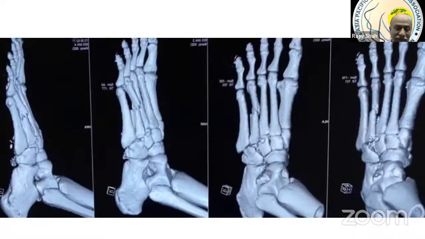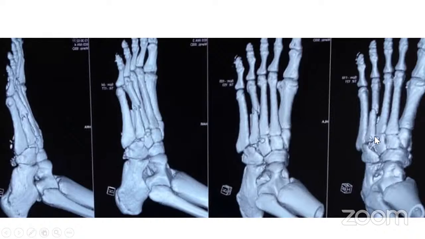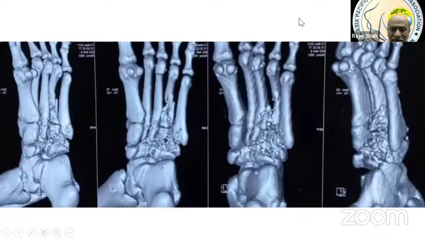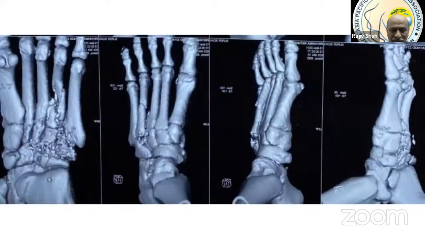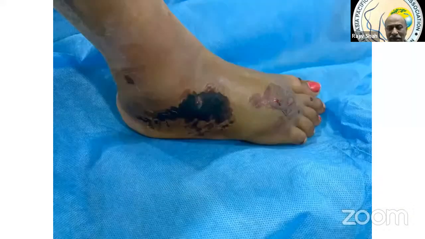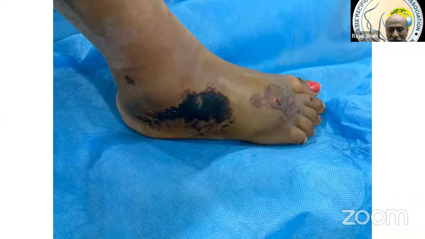Okay. Now, this is also an interesting case. You see, there is a fracture of the fourth metatarsal. And there is also a comminuted fracture of the cuboid. And there is a fracture of the third cuneiform. And this patient had severe instability of this area. And more than that, these were the CT pictures. Very bad comminution. And this was the skin condition. So, how would you proceed?